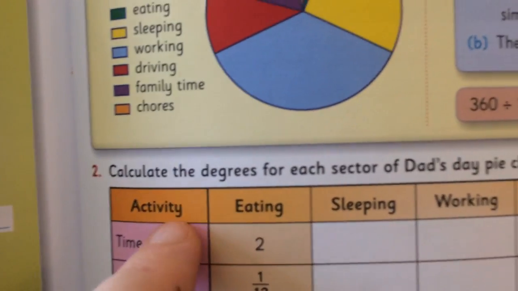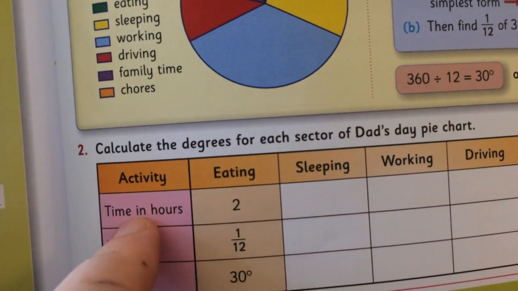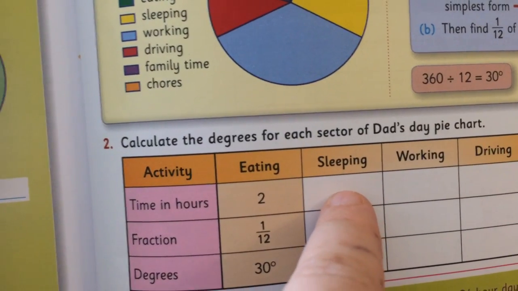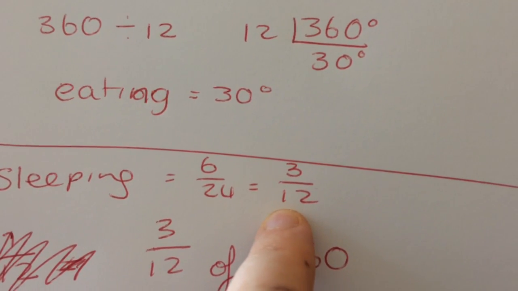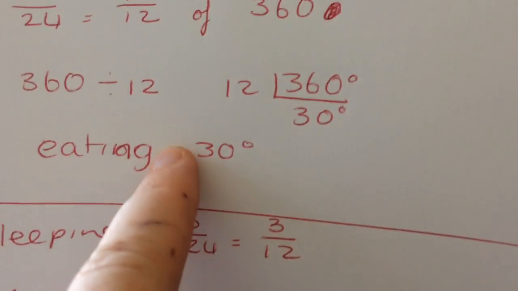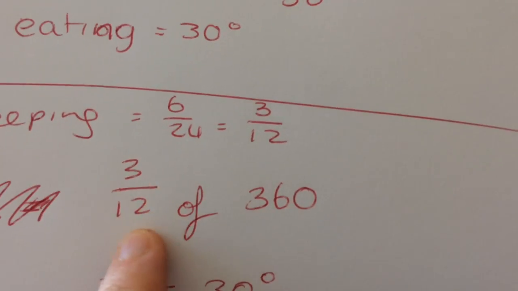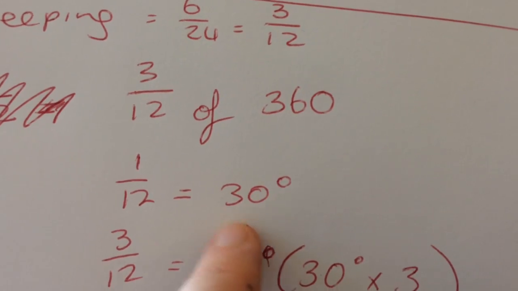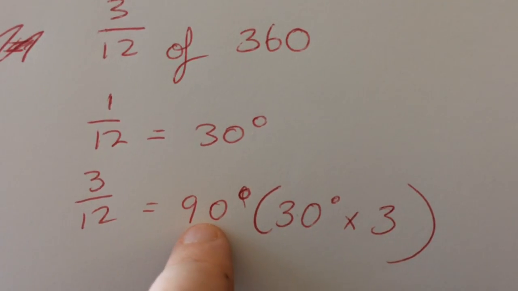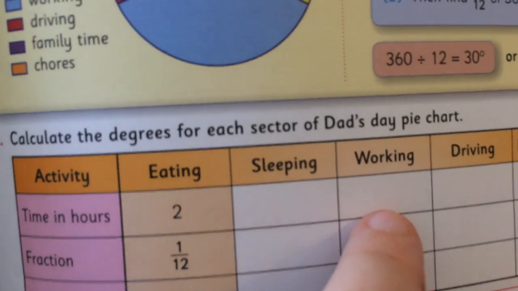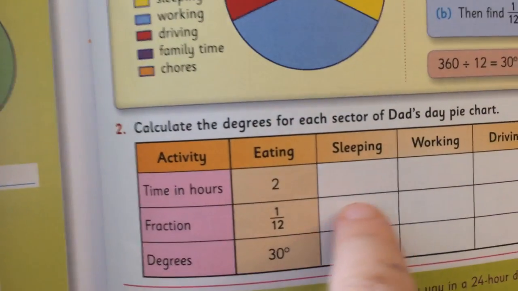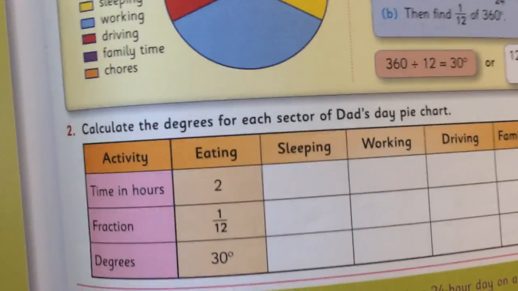How then will we work out all the other things, which is what this part is asking you to do? Time in hours. Sleeping, for instance, is 6. So 6 out of 24, which is 3/12. We already know what 1/12 is, which is 30. So 3/12 of 360. If 1/12 is 30 degrees, 3/12 would be equal to 90 degrees. So keep working along with that. Always find your fraction first and then break the fraction down into the smallest you can. And then you're trying to find the fraction of 360 to fill that part out. Write your fraction underneath there, your degrees, then your answer there. So give that a go.